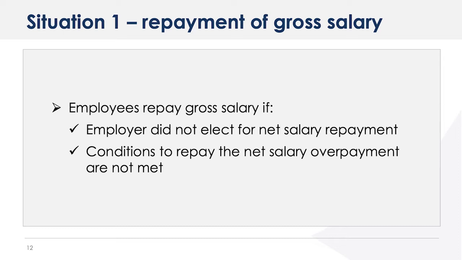Employees should repay the gross amount of a salary overpayment if either of the following apply. The employer did not elect to have the employee repay the net amount of the salary overpayment, and the conditions to repay the net amount of the salary overpayment are not met. To go back to Lee's example, Lee would have had to repay the gross salary if 123 Lumber had asked her to repay the gross instead of net salary.